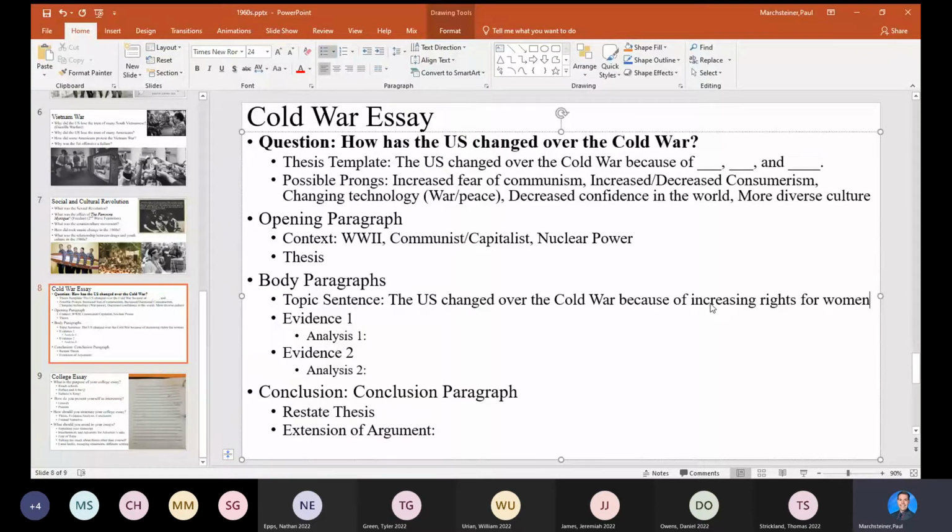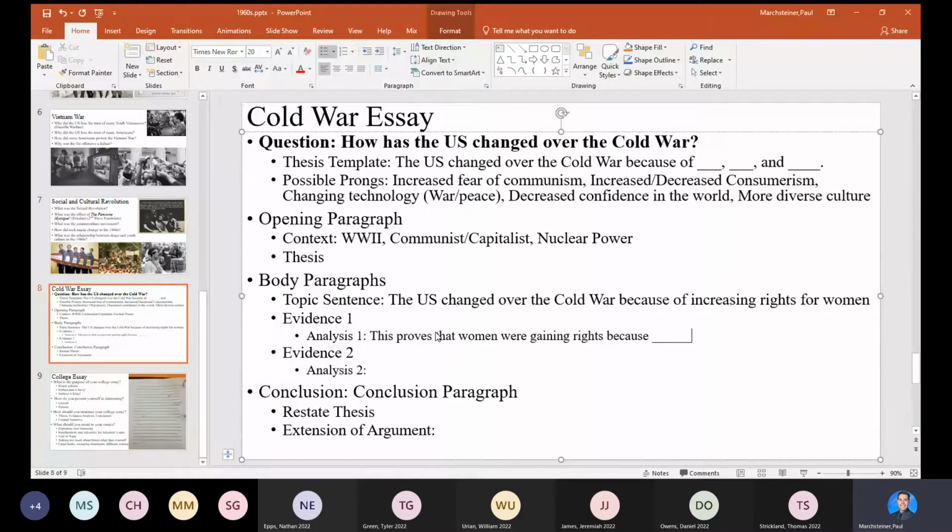But again, your evidence is not enough. Just saying Betty Friedan published the Feminine Mystique is not a very compelling argument. It's good evidence, but you do need to provide your own analysis, your own input for why that matters. You need to tell the reader very clearly, this proves that women were gaining rights because... If your topic sentence is about women increasing their rights, after your evidence, you need to explain to your reader, well, why does this matter? Why does the Feminine Mystique matter? Why does the sexual revolution matter?